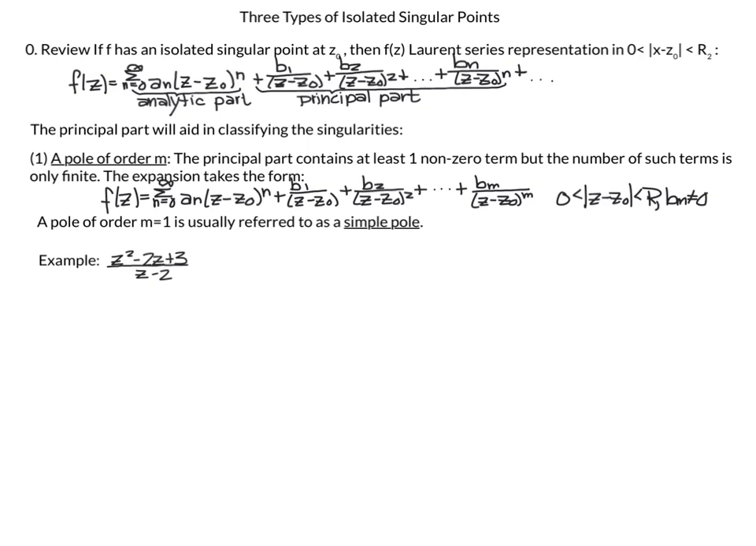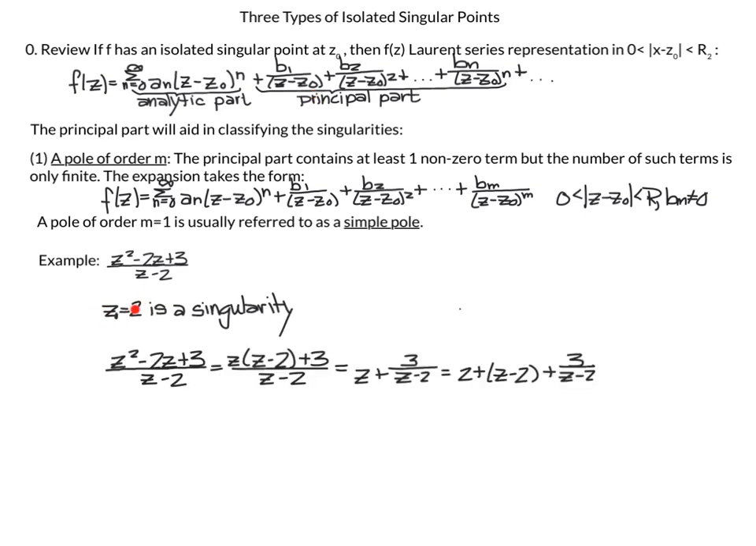Our first example is the function z squared minus 2z plus 3 divided by z minus 2. You can see we have a singularity at z naught equals 2, which means we want to expand this function in the Laurent series around z naught equals 2. To expand around z minus 2, since z naught is equal to 2, I need all my z's in terms of z minus 2, not just these plain z's.